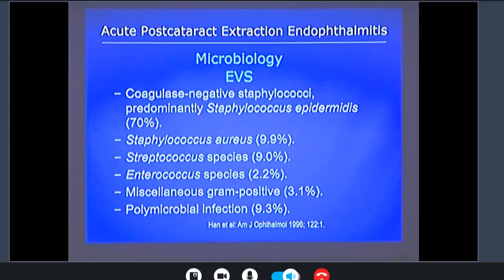Is that clear? And this is very important, because many make the mistake of saying, okay, but the Endophthalmitis Vitrectomy Study suggested that you only do vitrectomy if the vision is only light perception. But this is only for post-cataract endophthalmitis. The results are based on post-cataract endophthalmitis and not other types of endophthalmitis, in which the microbiology is completely different.